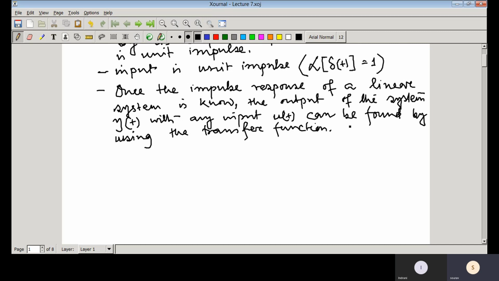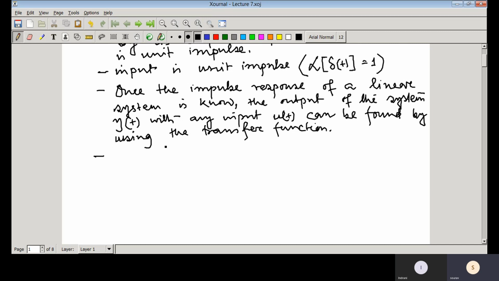So it implies that if you know the output of one LTI system corresponding to the unit impulse input, then for any other inputs you can easily find out what would be the output of that system just by using the transfer function modeling technique. So then let us define what is transfer function.